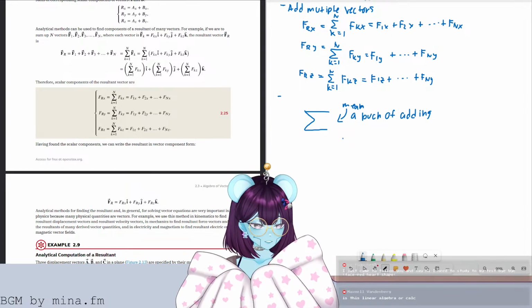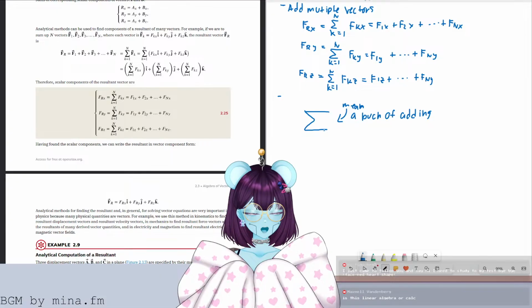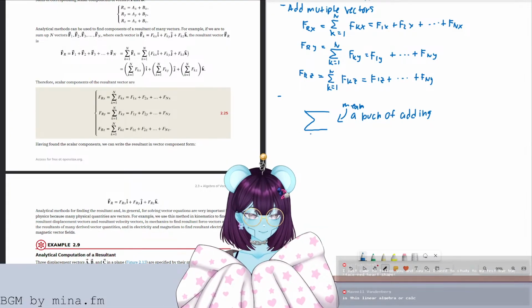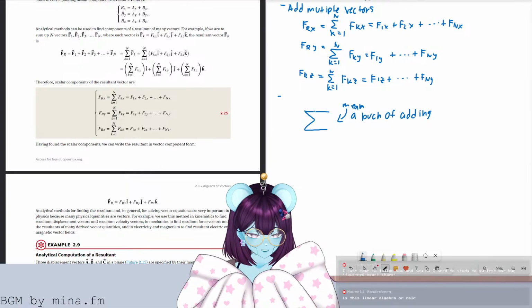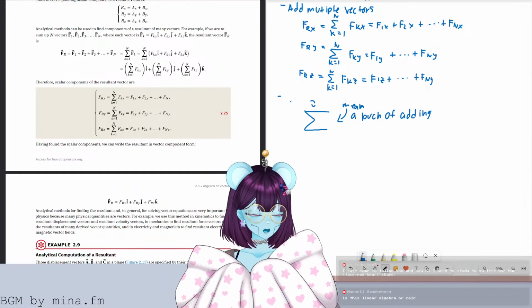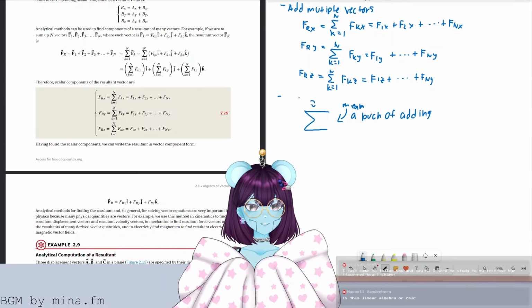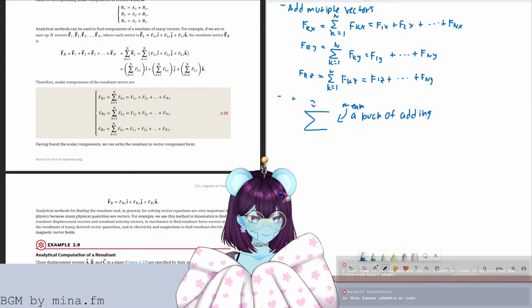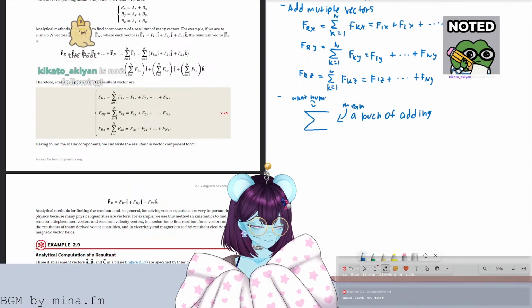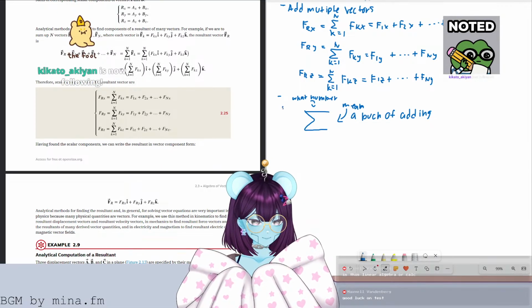So this just means you're going to add a bunch. This is what this symbol initially means. Up here is how many times you're going to add. Or I guess, up to what number are you going to add?